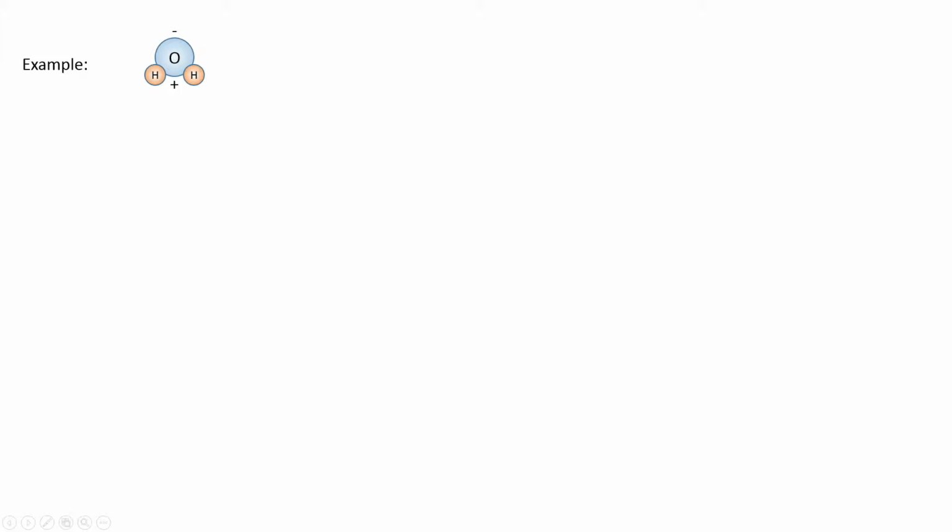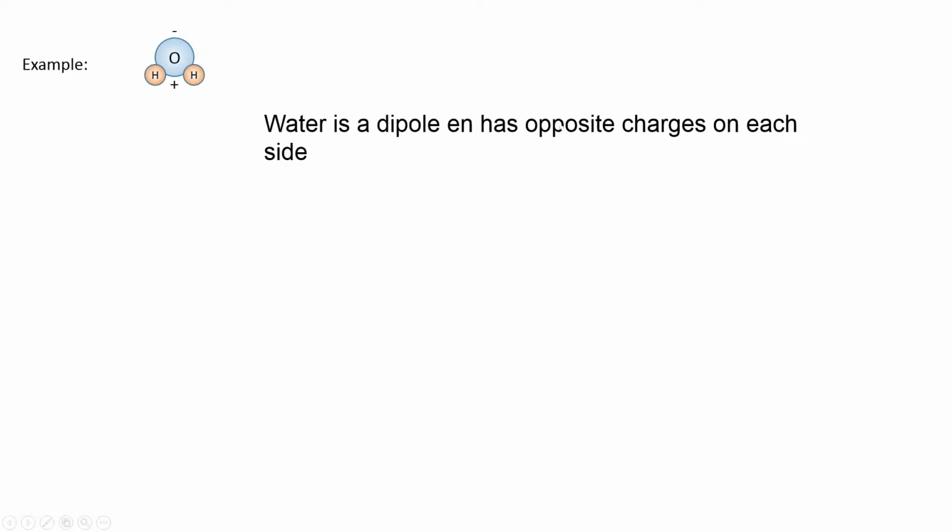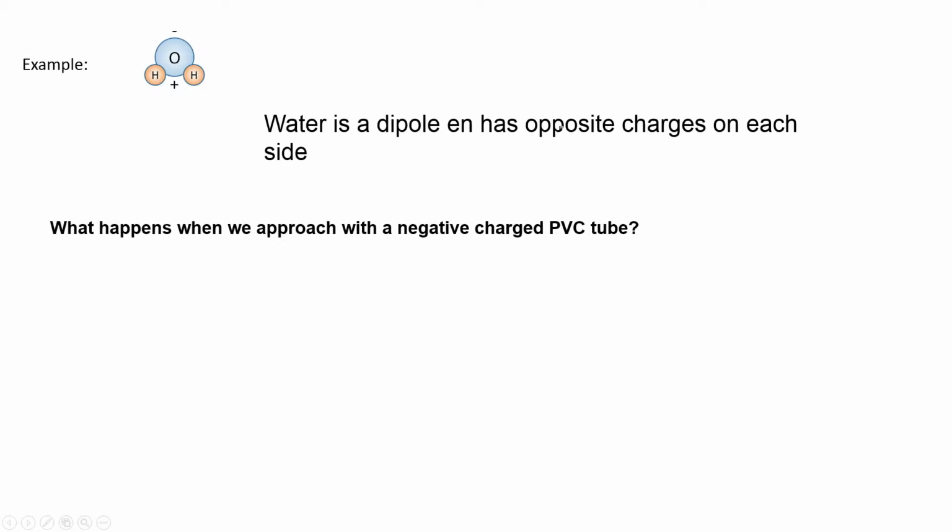Example. Well, let's look at a few examples here. We've got here water, and water in fact is a dipole. Water is a dipole and has opposite charges on each side. The whole of a water molecule is neutral. But the hydrogen atoms are a little bit down here, and they're more positively charged, so we get a positive side and a negative side on water. What happens when we approach with a negatively charged PVC tube?